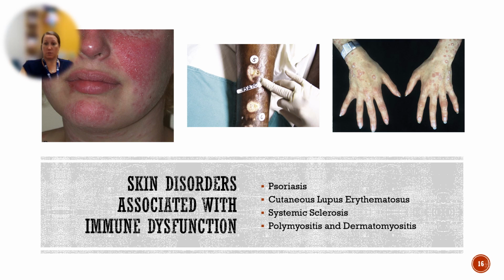Some other skin disorders which we discussed in autoimmune disorders are psoriasis, lupus, systemic sclerosis, and dermatomyositis. The images here, you can see on the far right, there's deforming arthritis of the hands in a person with psoriasis.